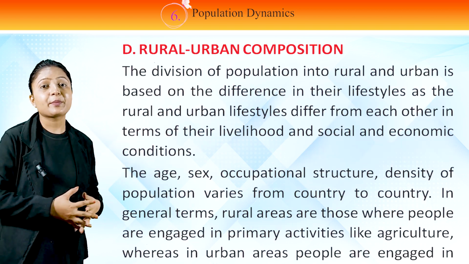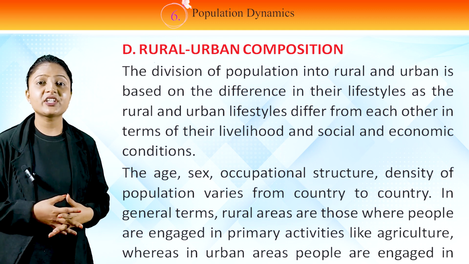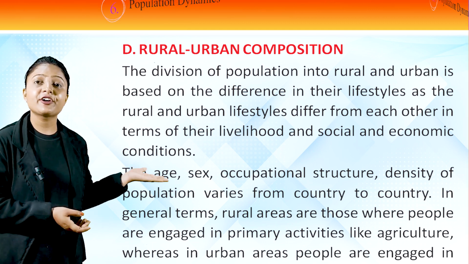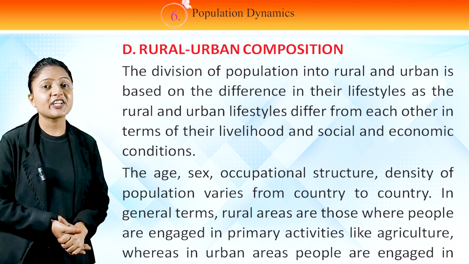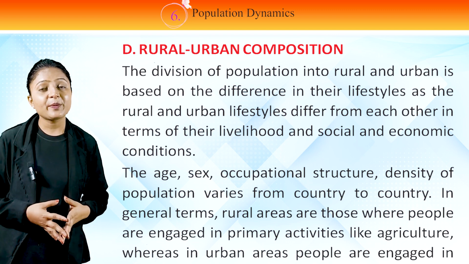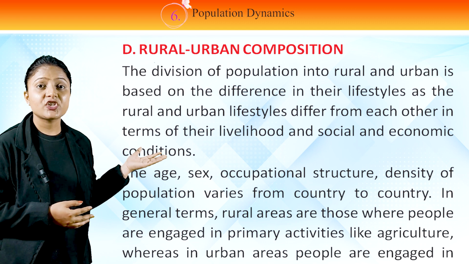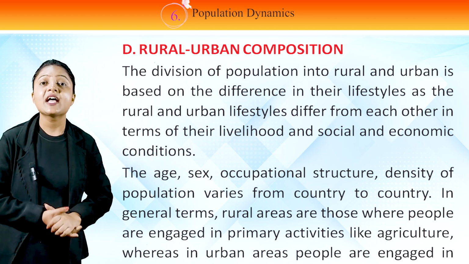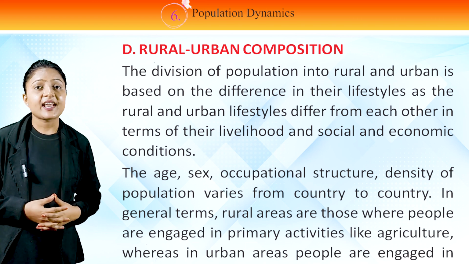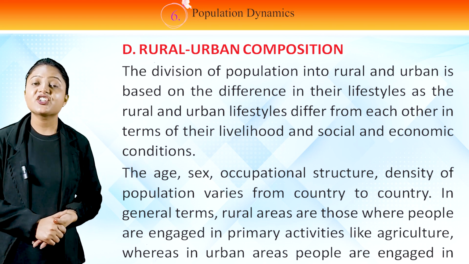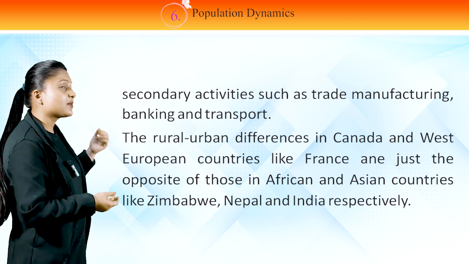D. Rural-urban composition. The division of population into rural and urban is based on the difference in their lifestyle, differing from each other in terms of their livelihood and social and economic conditions. The age, sex, occupational structure, and density of population vary from country to country. In general terms, rural areas are those where people are engaged in primary activities like agriculture, whereas in urban areas, people are engaged in secondary activities such as trade and manufacturing, banking and transport.